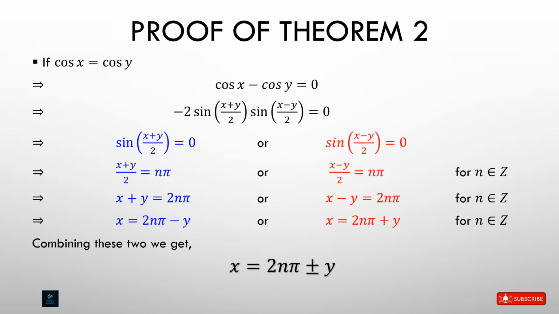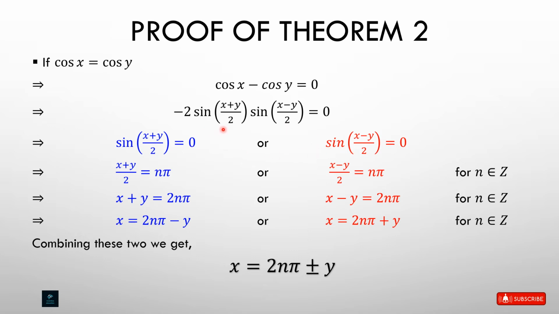The proof of theorem 2 goes as follows. If cos of x is equal to cos of y, this means that cos of x minus cos of y is equal to 0. And from the trigonometric identities derived earlier, we can conclude that minus 2 sine of (x plus y) by 2 times sine of (x minus y) by 2 is also equal to 0. This means that either sine of (x plus y) by 2 has to be 0 or sine of (x minus y) by 2 has to be 0.